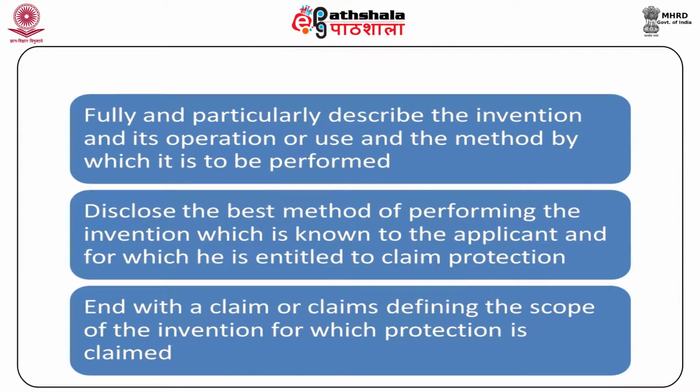Fully and particularly describe the invention and its operations or use and the method by which it is to be performed. B. Disclose the best method of performing the invention which is known to the applicant and for which he is entitled to claim protection. And lastly, C. End with a claim or claims defining the scope of the invention for which protection is claimed.